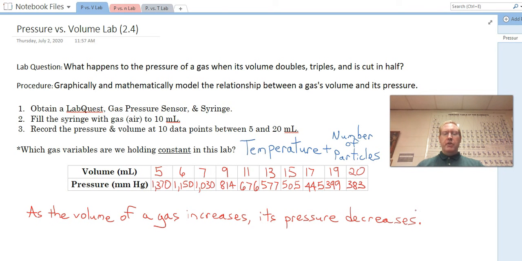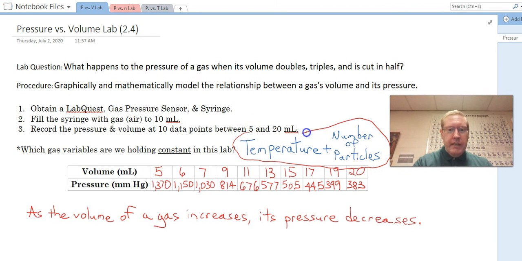As the volume increases, the pressure decreases when, remember, we have to keep temperature and number of particles the same. If we hold those two variables the same, then this relationship will work.